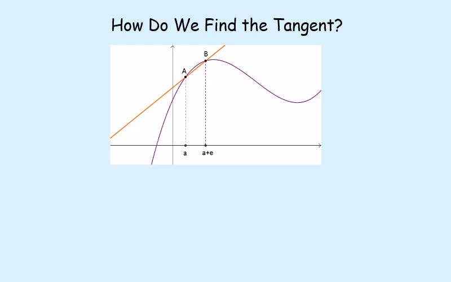So to start, in order to get the end equation, the tangent line equation, I'm going to need to find the slope first. So if you remember from Algebra 1, slope is equal to y2 minus y1 over x2 minus x1.